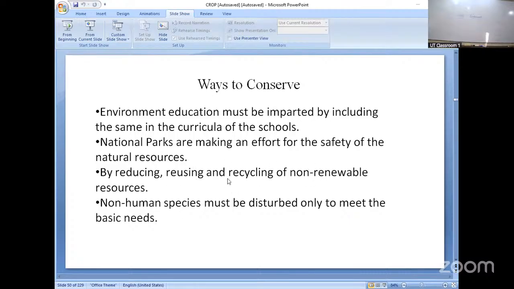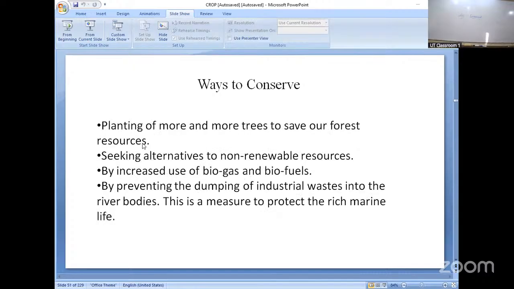So we should reduce, reuse, and recycle. These three R's should be followed, and we should plant more and more trees. If we are cutting forests for urbanization, then more plants can be planted in some other area, so we can get oxygen also. Then there should be increased use of biogas and biofuels.